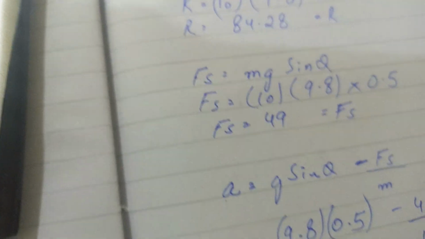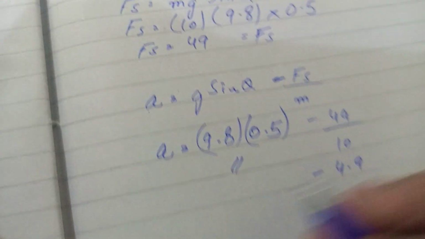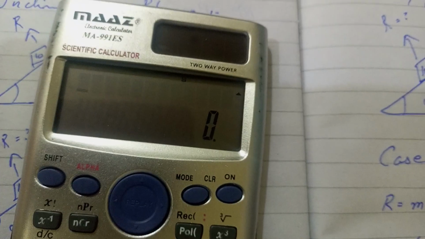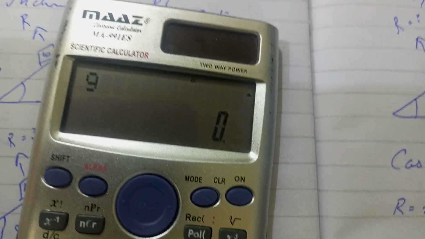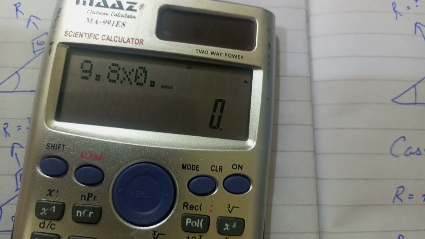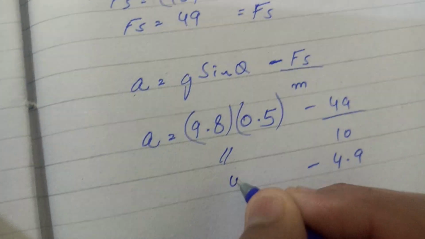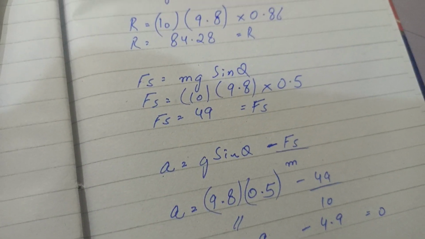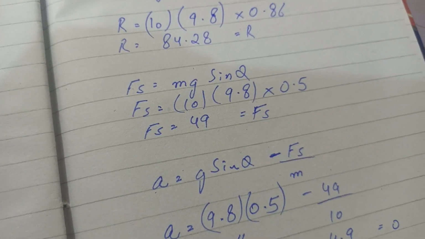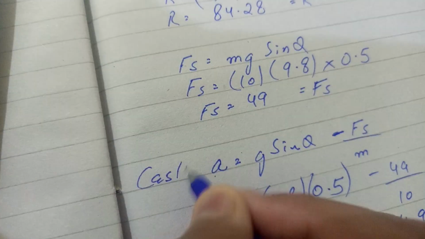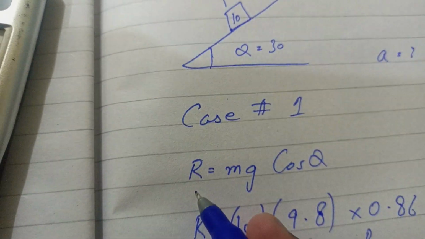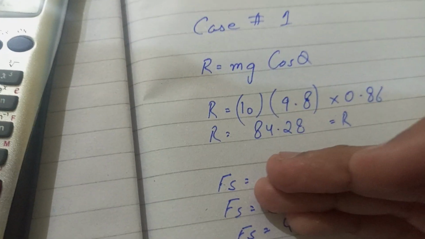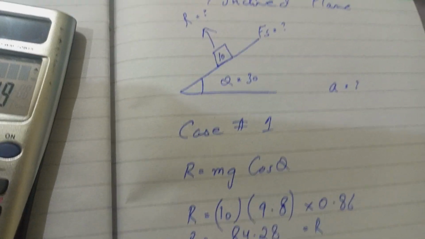Now we'll multiply 9.8 by 0.5, so we'll get 4.9. 4.9 minus 4.9 is equal to 0, so we got the acceleration 0. This is how we found the acceleration. By the way, the acceleration is the second case. I forgot to tell you that. This was the first case in which we had to find the normal reaction and friction. In the second case we had to find the acceleration, but on the friction plane.